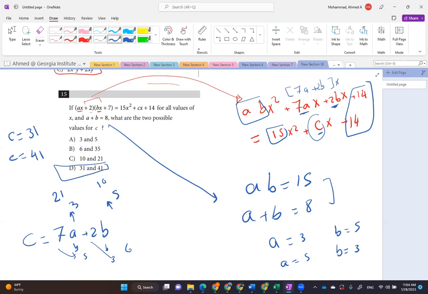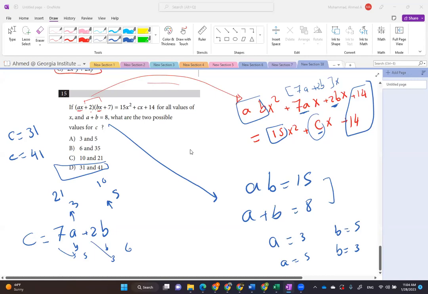Who did this D, guys? Let me check the chat. Who did this D from the beginning? Rahaf. I can see here. Okay, so you get this one too.